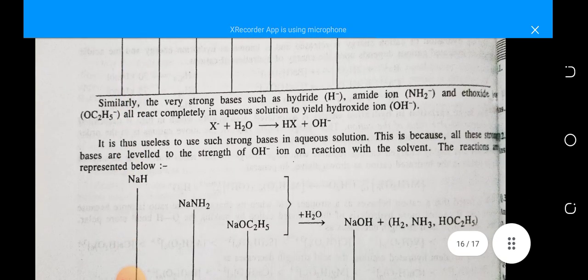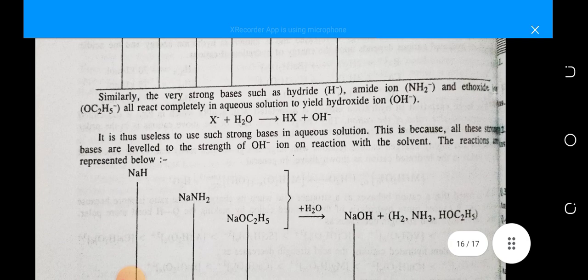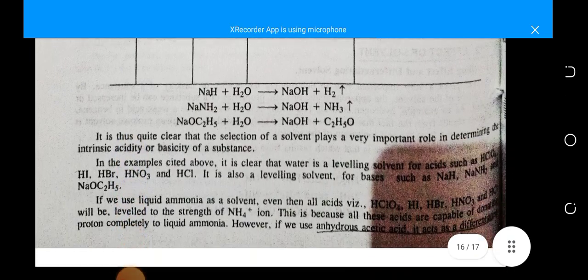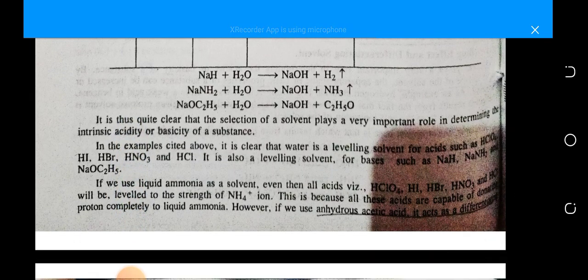Similarly, the very strong bases such as hydride H-, amide NH2-, and hydroxide ion all react completely in aqueous solution to yield hydroxide ion. It is thus useless to use such strong bases in aqueous solution. This is because all these strong bases are leveled to the strength of OH- in reaction with the solvent. These reactions are represented below. It is thus quite clear that the selection of the solvent plays a very important role in determining the acidity or basicity of a substance.